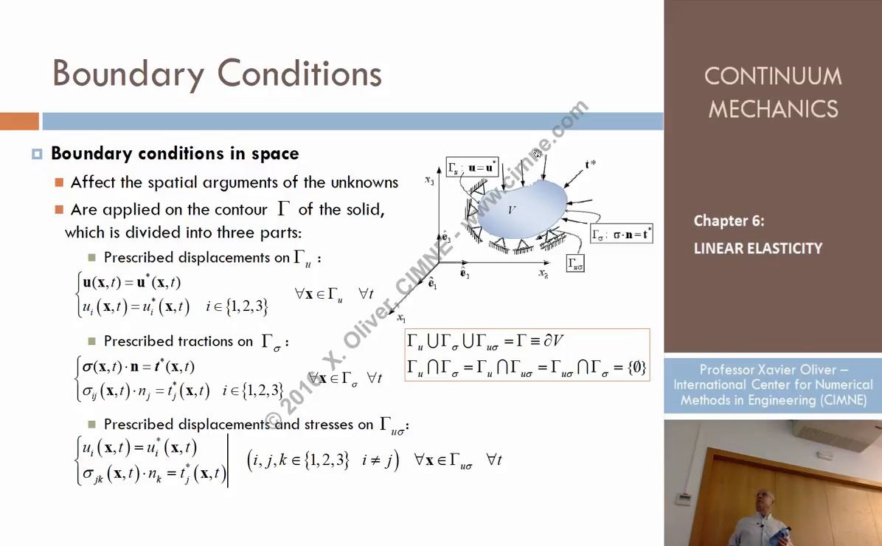So the boundary of the body will be denoted by gamma, and will be split into one part of the boundary where the displacements are known. For instance, the part where I impose displacements from here to here, in those points I know how the displacements are because I impose them.